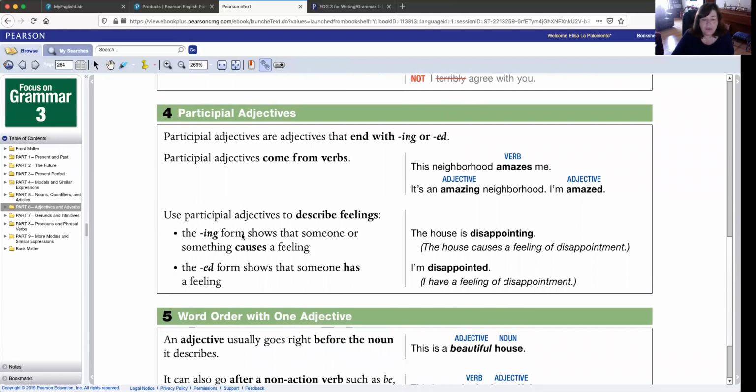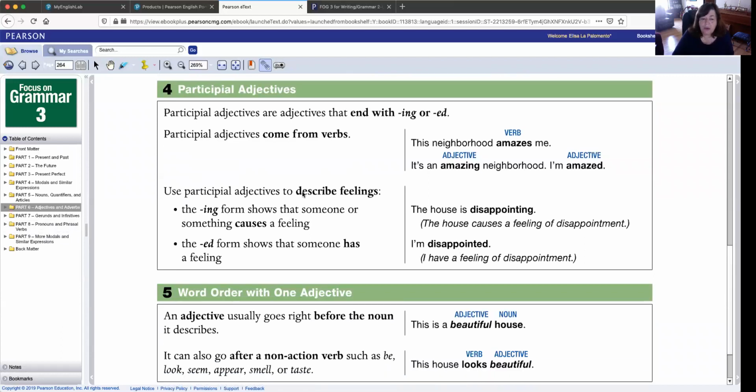The ing form, like amazing, interesting, shows that someone or something causes a feeling. It makes someone have the feeling, okay? It causes it. So the house is disappointing. The house causes a feeling of disappointment. It makes someone feel disappointed. The ed form shows that someone has a feeling. I'm disappointed. I have a feeling of disappointment.